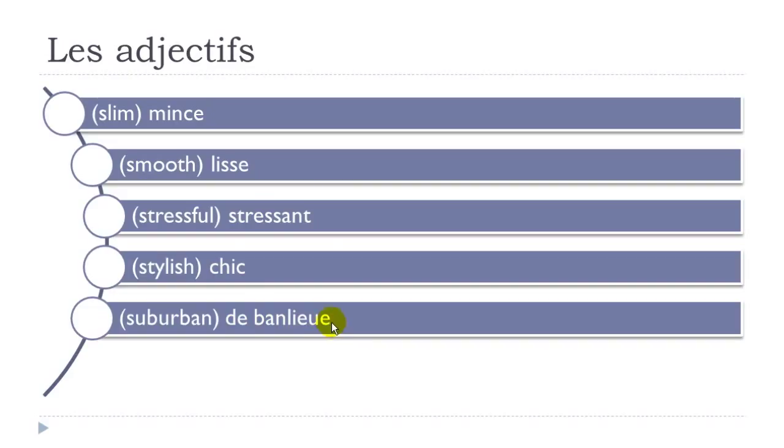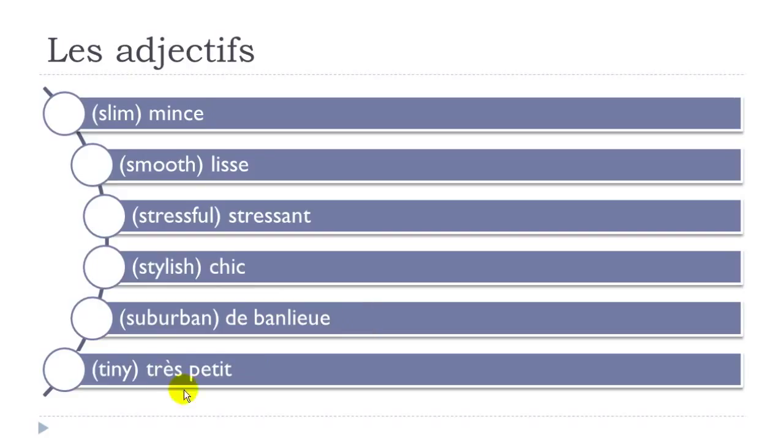De banlieue, okay, final E not pronounced, so I-E-U, I-E, L, lieu, banlieue, de banlieue. Très petit, final T not pronounced, and then E is pronounced like a E, petit, très petit. Here, final S doesn't exist, it's not pronounced. Très petit.